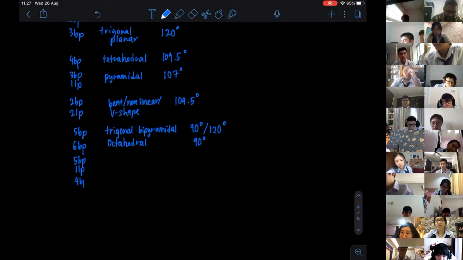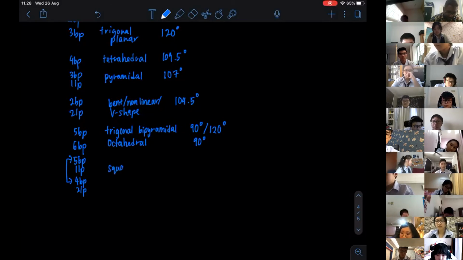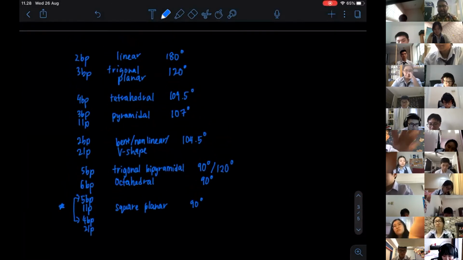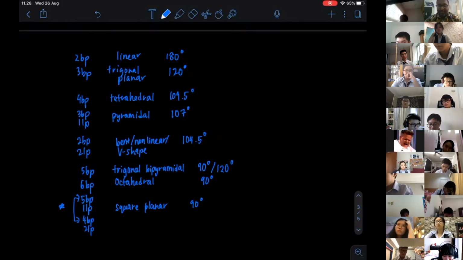There is one variation, which is 5 bonding pairs and 1 lone pair, or if you have 4 bonding pairs and 2 lone pairs. They are going to be the same. The shape is going to be, Nathan? Square planar, and the bond angle is always 90. This one is extra, so I put it as extra. These are the things that you need to know. I have also put it as a video, I even recorded this video.